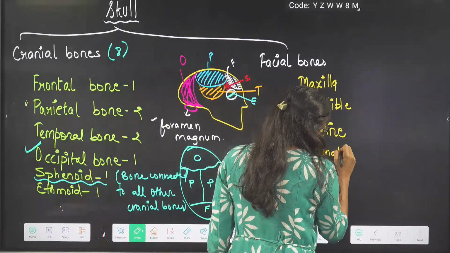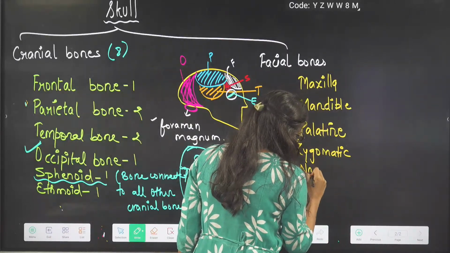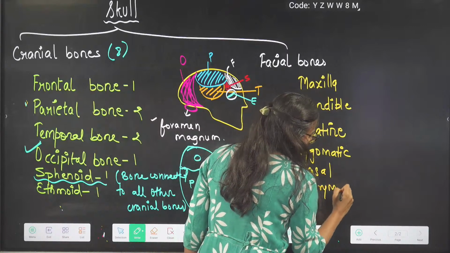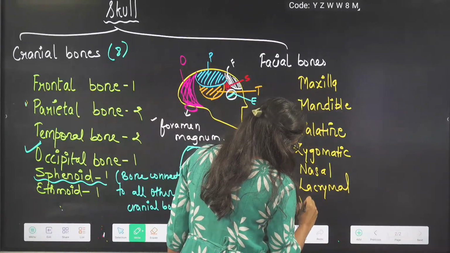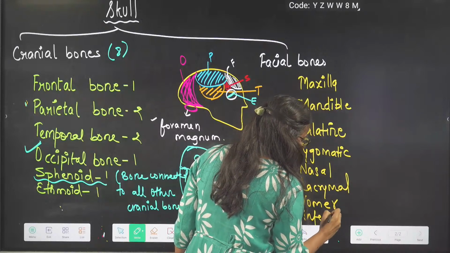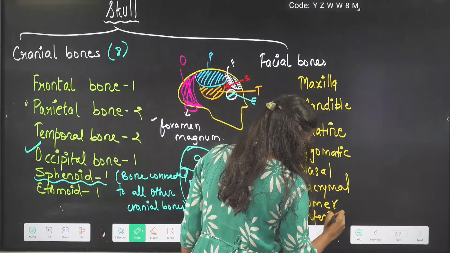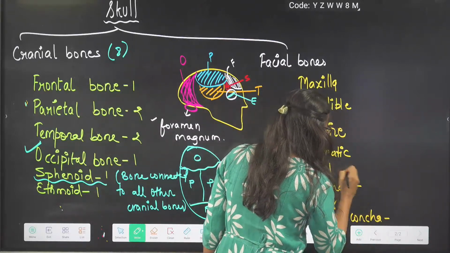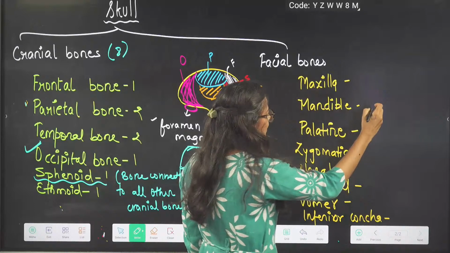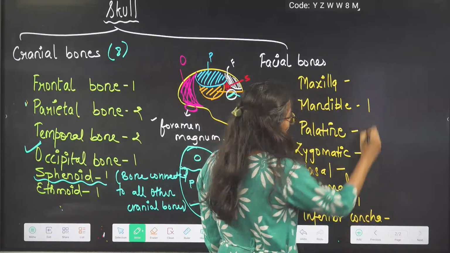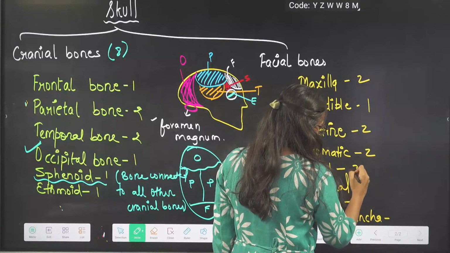Zygomatic bones, then nasal, lacrimal, then vomer, and then inferior concha. Inferior concha. Out of all this, it is just mandible and this vomer, which are one. Rest of them are two.